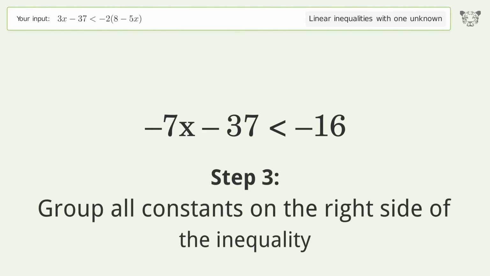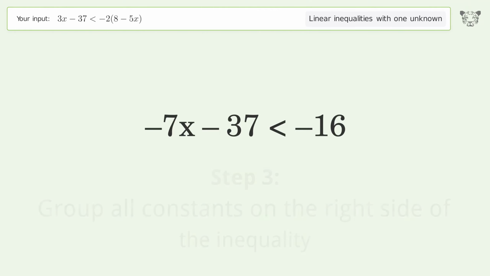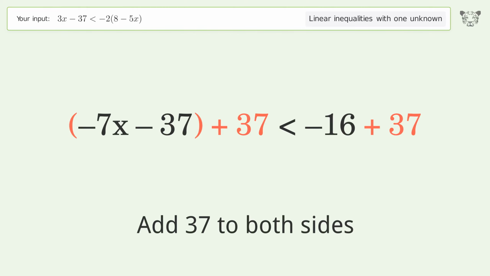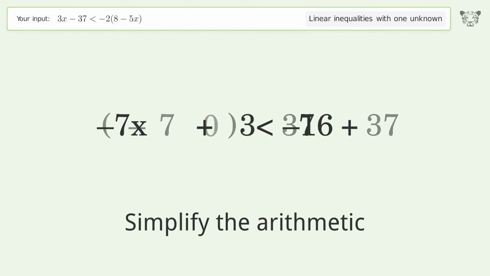Group all constants on the right side of the inequality. Add 37 to both sides. Simplify the arithmetic.